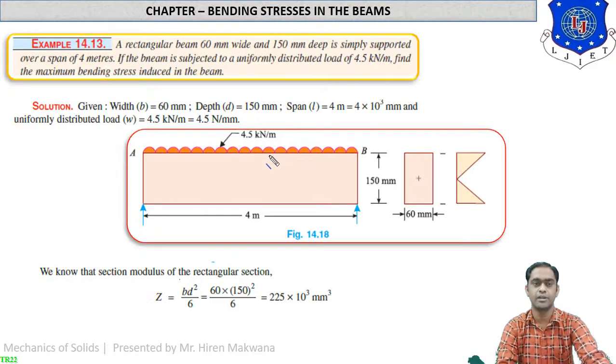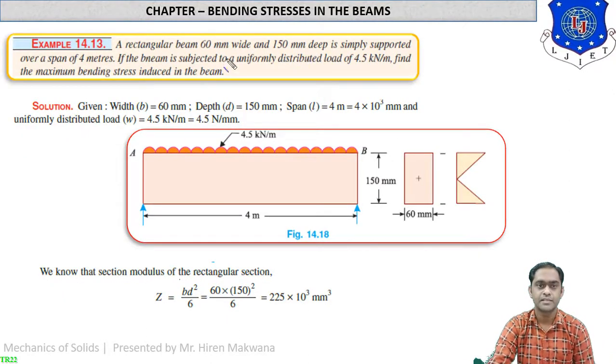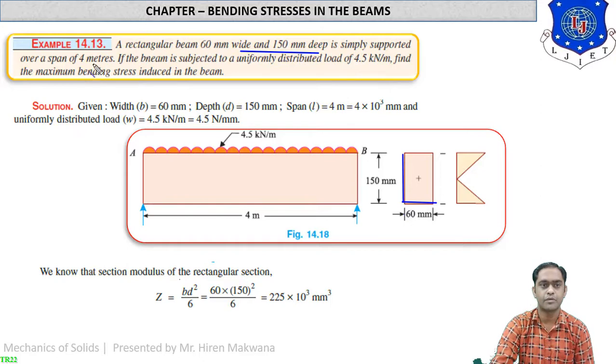Let us see one more numerical. A rectangular beam, 60 mm wide, 150 mm deep. So here you can see in the figure the beam is 60 mm wide and 150 mm deep. Simply supported over a span of 4 meters. So here it is simply supported beam. First reaction is RA, second reaction is RB, and length is 4 meters, which is known as span.